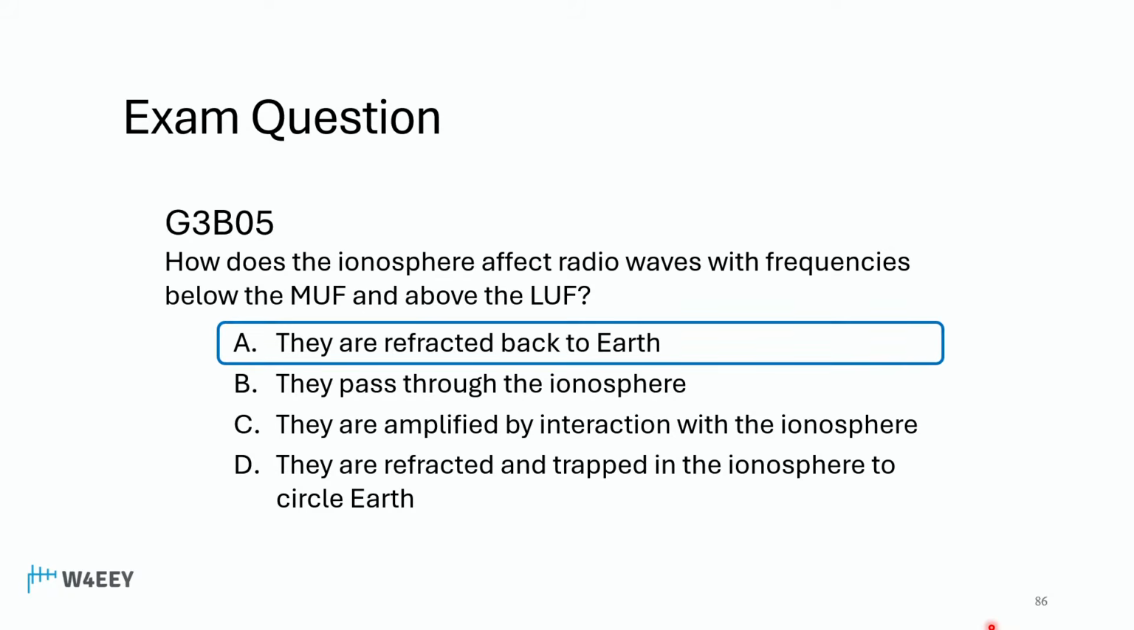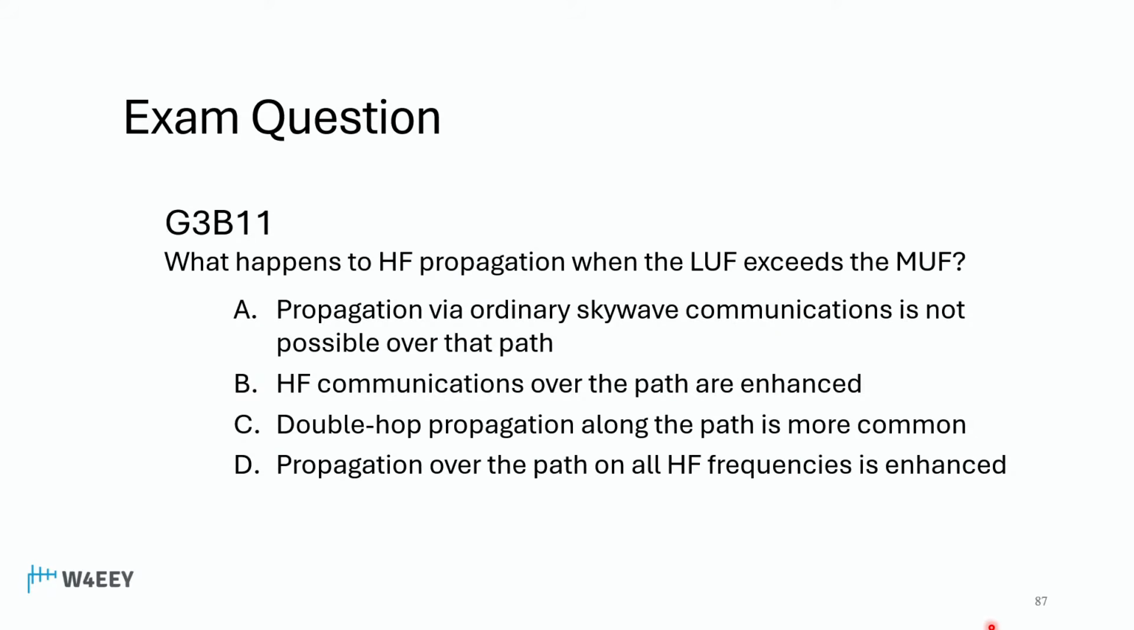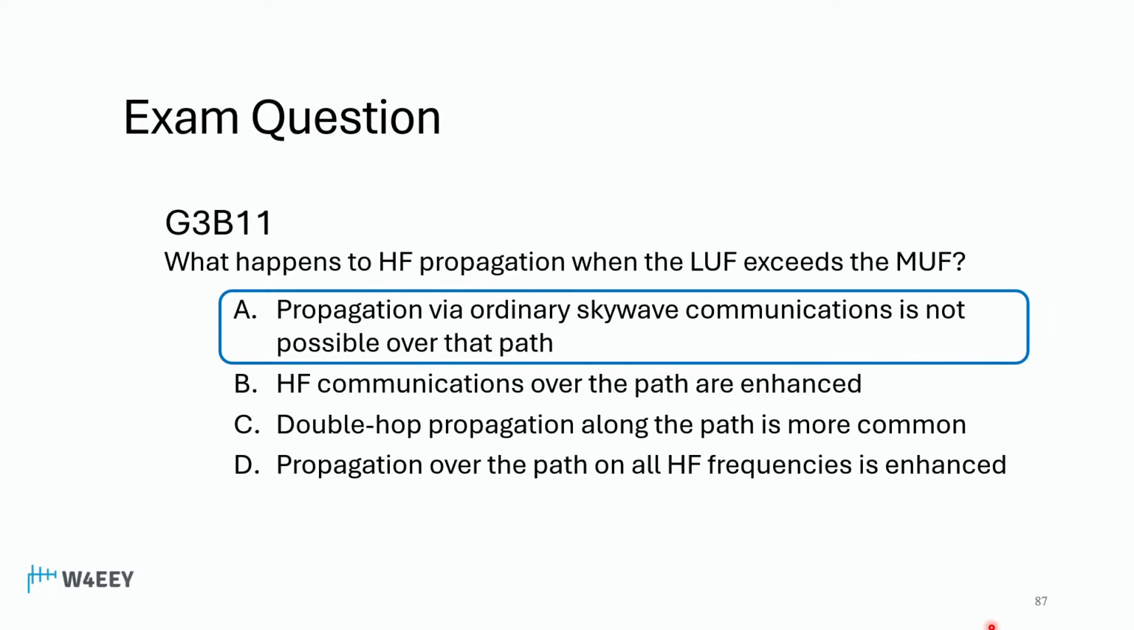Alpha. It is alpha. Okay, that's the happy zone. Below the maximum and above the minimum, refracted back to Earth. What happens to HF propagation when the LUF exceeds the MUF? Alpha. Alpha. Propagation via ordinary skywave communications is not possible over that path.